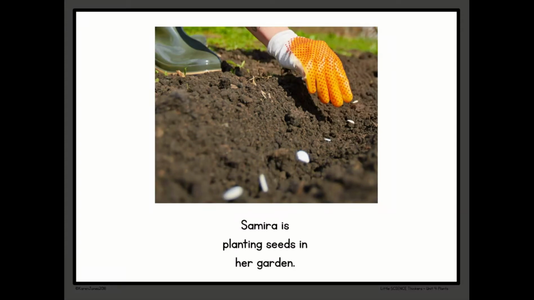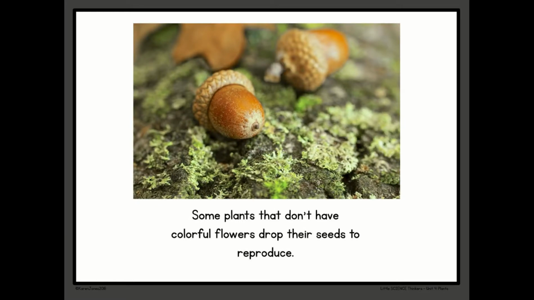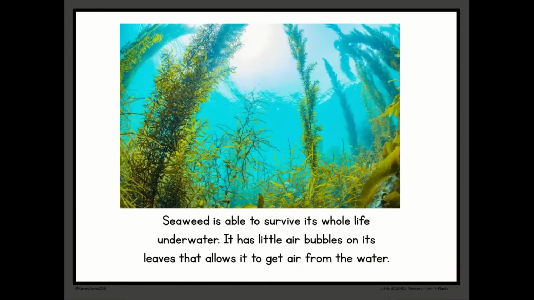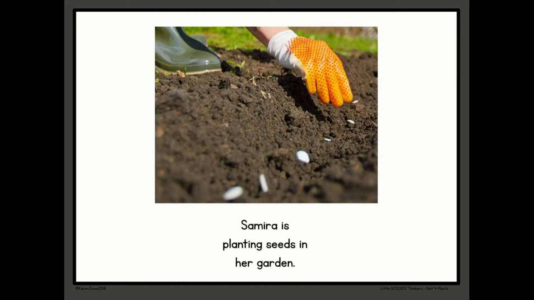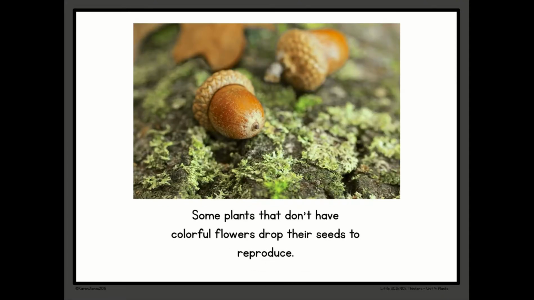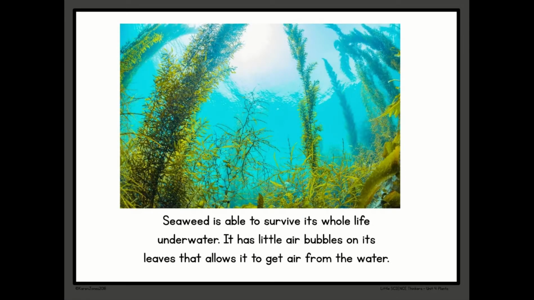Samira is planting seeds in her garden. Some plants that don't have colorful flowers drop their seeds to reproduce. Seaweed is able to survive its whole life underwater. It has little air bubbles on its leaves that allow it to get air from the water. Plants that don't have flowers or colorful seeds drop nuts to reproduce. And plants underwater, like seaweed, have found ways to survive underwater.